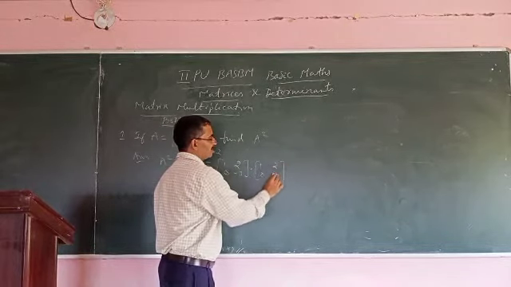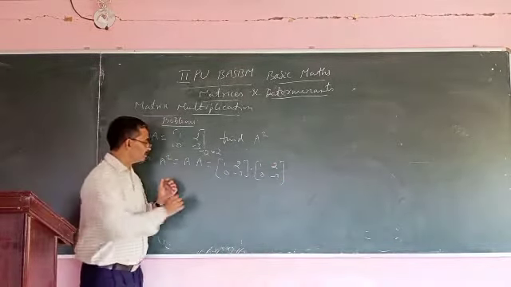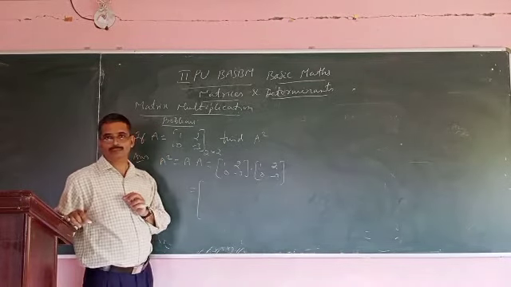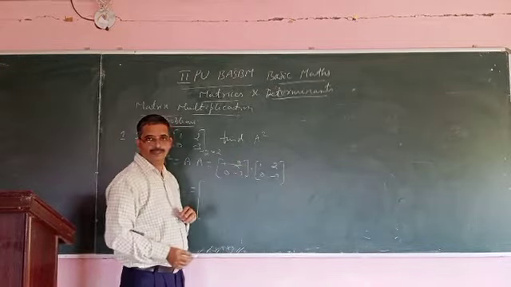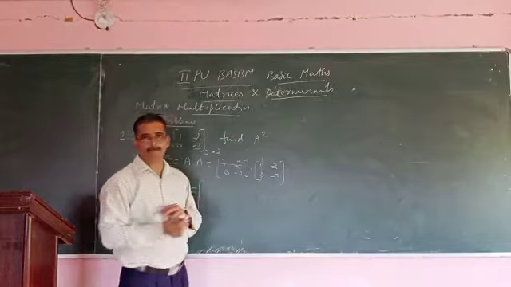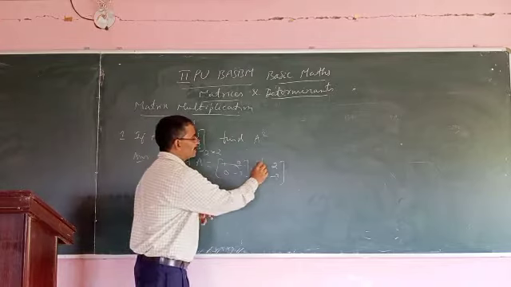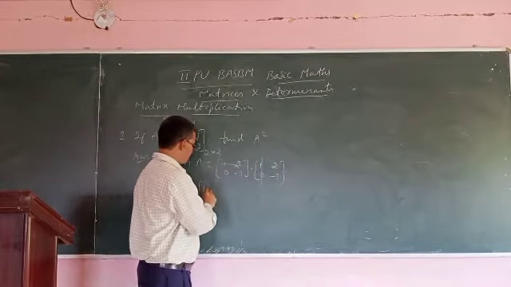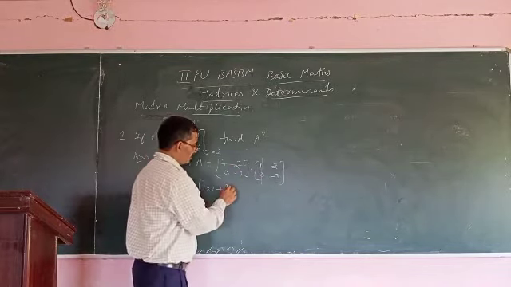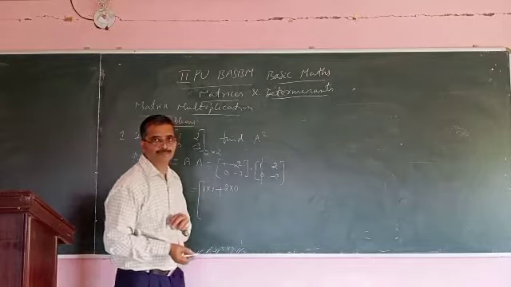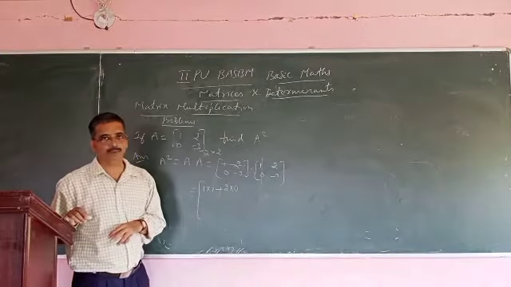Now we will have a better understanding of multiplication. Let us check how multiplication is done. Students, observe. Take the first row. Always start with the first row. Multiply with the first column. So how is multiplication done? First element with the first element. So 1 into 1 plus next 2 into 0. This is the first element of the product.